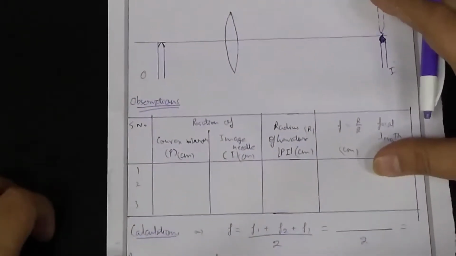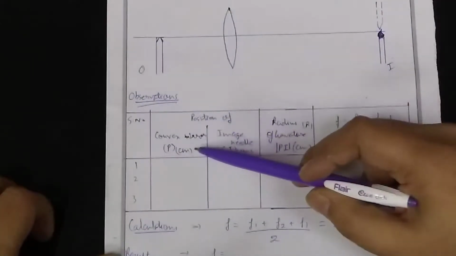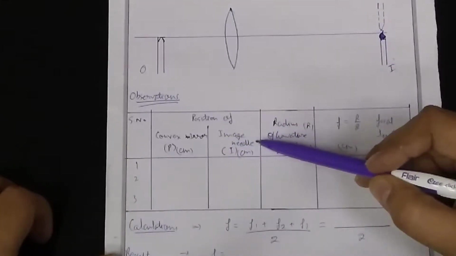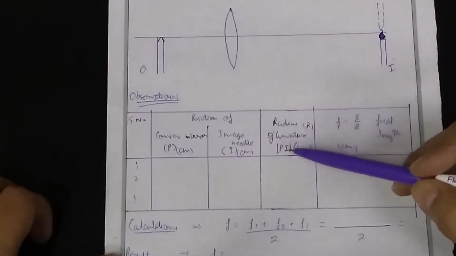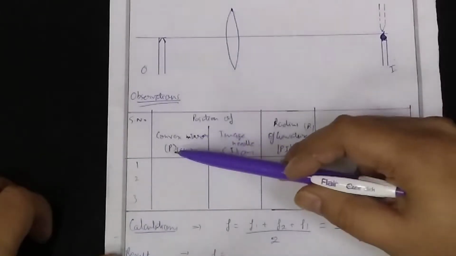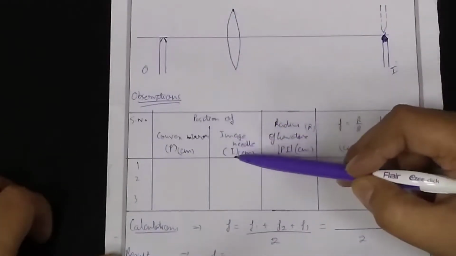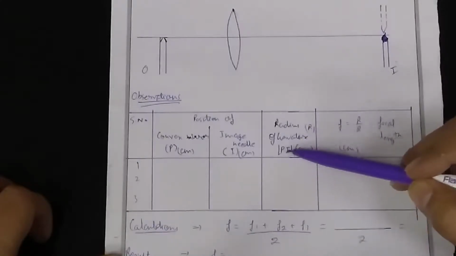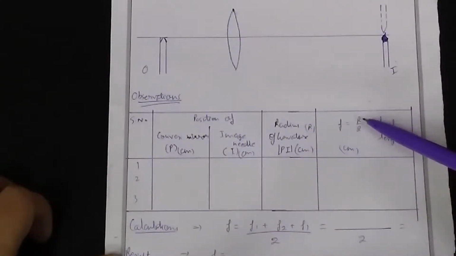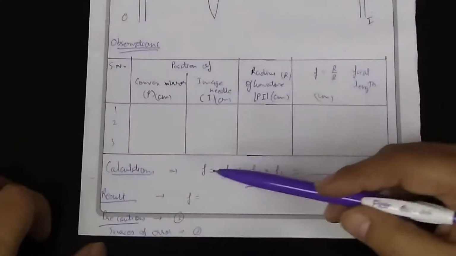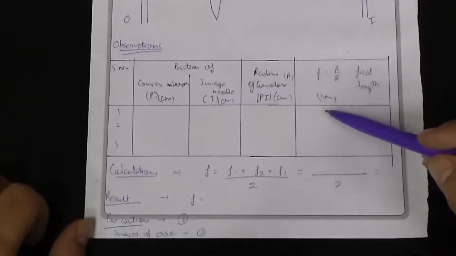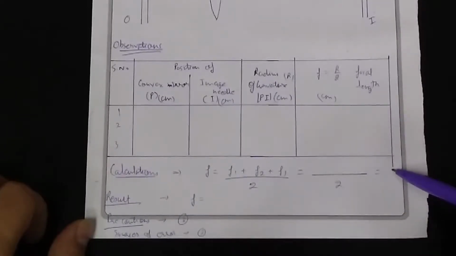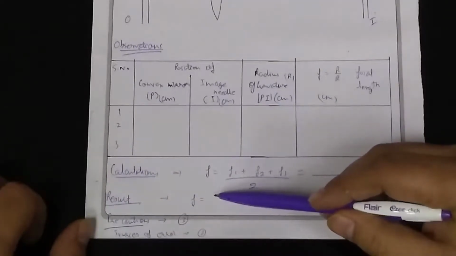In observations, we have the position of the convex mirror and the image needle. The convex mirror position is P and the image needle position is I. The radius of curvature is R, which is the distance between P and I, and the focal length will be equal to R by 2, half of the radius of curvature. In calculation, we will find the mean of 3 focal lengths and write it here. The result will be the focal length of the convex mirror. Precautions and sources of error we can see from the lab manual.